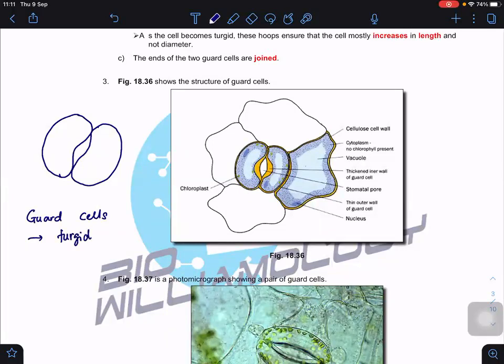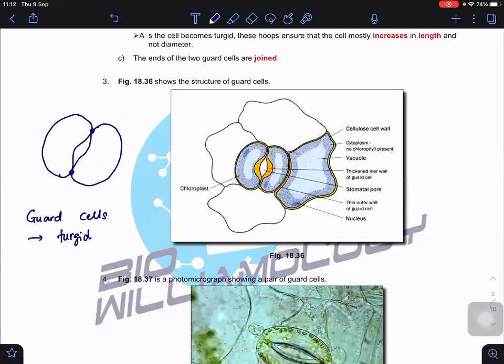Okay. So we want them to expand, not in terms of the diameter of the cells, but in terms of the length of the cells. Try to imagine, because these two sides are joined, they cannot expand in terms of diameter, they expand in terms of the length. So in terms of the length, when they expand, because these two parts are joined, it makes them more curved. Okay? Are you clear?